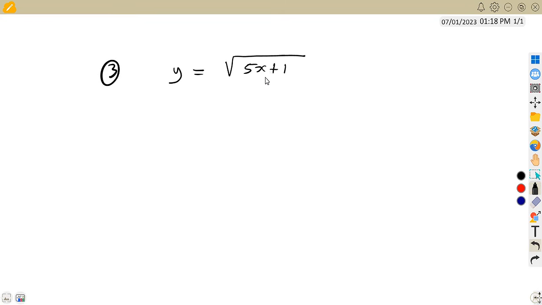So the simple part that we are having is, how are we going to write the square root? That is the most important part. So the square root, like I said, is the exponent of a half. So this is going to be given as y being equal to the whole part of 5x plus 1, everything being raised to the exponent of a half.